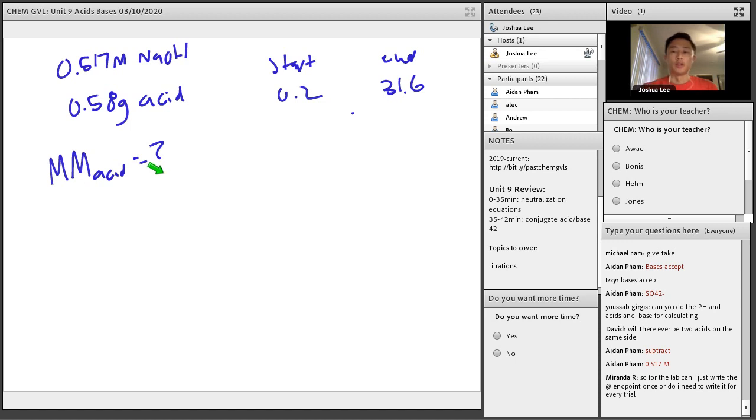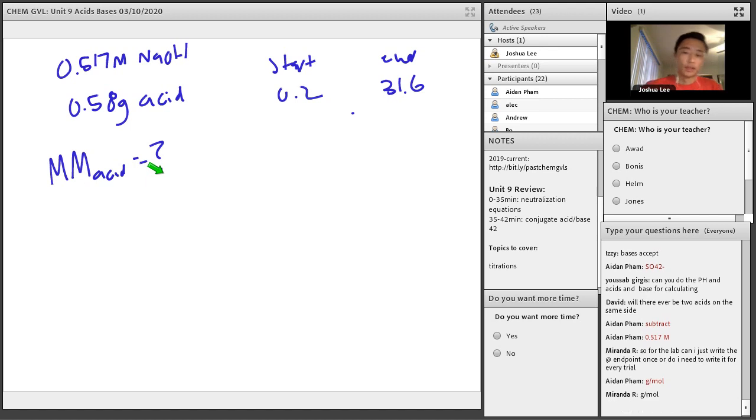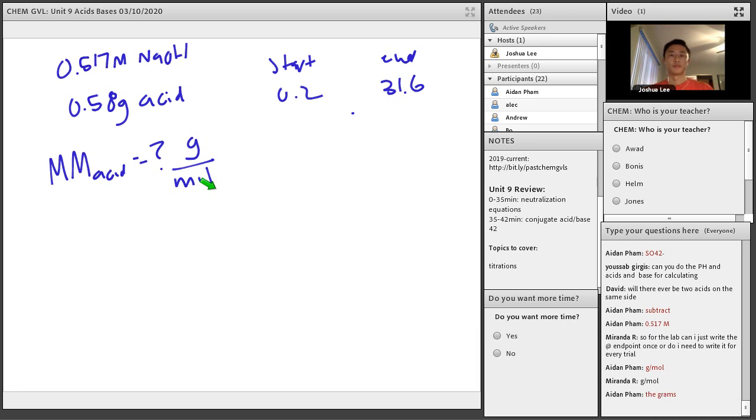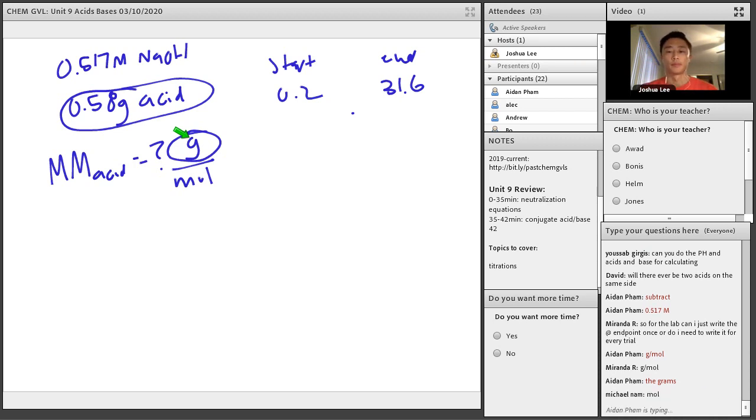And what are the units of molar mass? Yeah, grams per mole. What do I already know about my acid? Yeah, we know the mass of our acid. So we already know the grams. So all I have to figure out in order to find molar mass is what? Yeah, the mole. So we have to figure out the mole of acid.